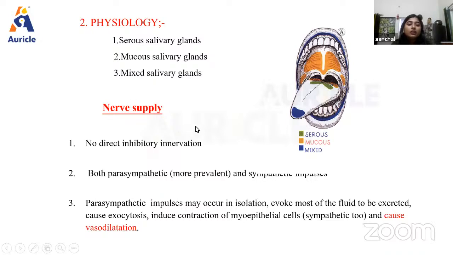Then talking about the nerve supply, basically there is no direct inhibitory innervation present. Both parasympathetic and sympathetic impulses are present. In saliva and basically in the GIT, the parasympathetic stimulation or impulses are more prevalent. Parasympathetic impulses may occur in isolation, evoke most of the fluid to be excreted, which causes exocytosis, and induce contraction of myoepithelial cells. This is also caused by the sympathetic, and it causes vasodilation.